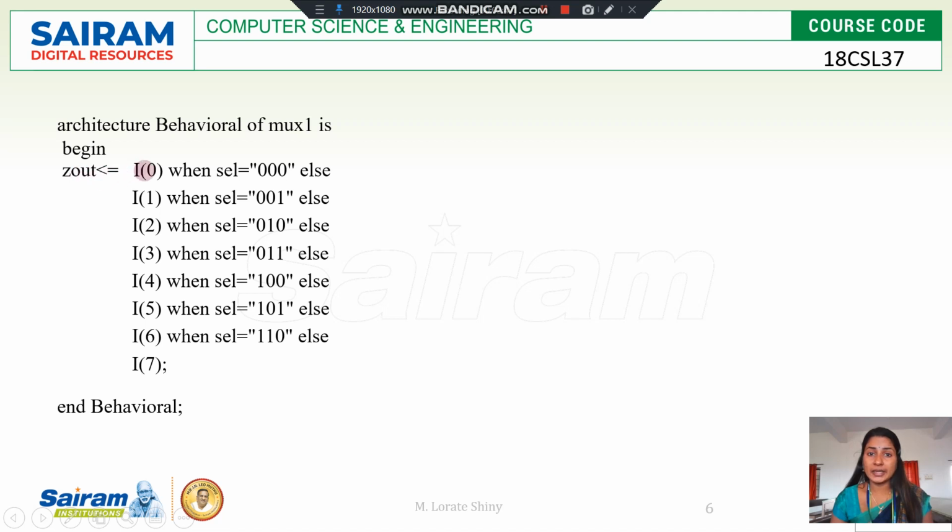Multiplexer output is I0 whenever the selection inputs are 0, 0, 0. Else it is I1 whenever the selection inputs are 0, 0, 1. Else I2 whenever selection inputs are 0, 1, 0. I3 if selection inputs are 0, 1, 1. I4 if selection inputs are 1, 0, 0. I5 if selection inputs are 1, 0, 1. I6 if selection inputs are 1, 1, 0. Else I7. Okay. Now we'll see the simulation of the 8:1 multiplexer.